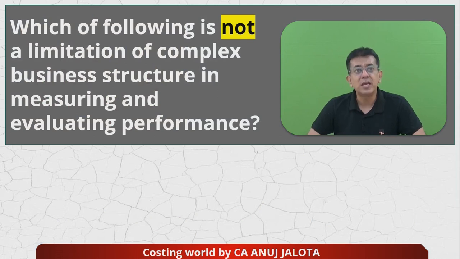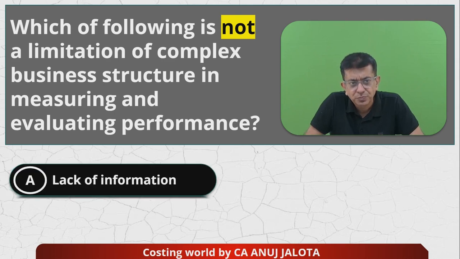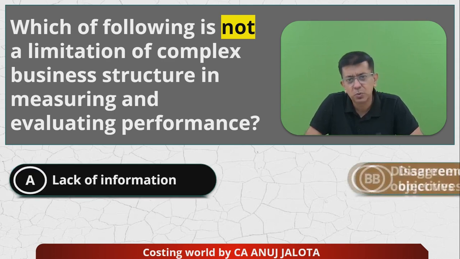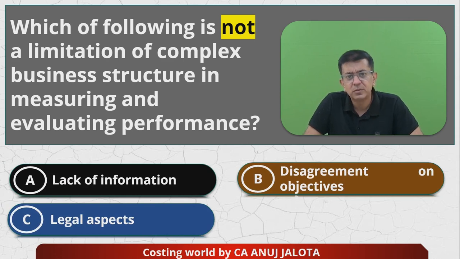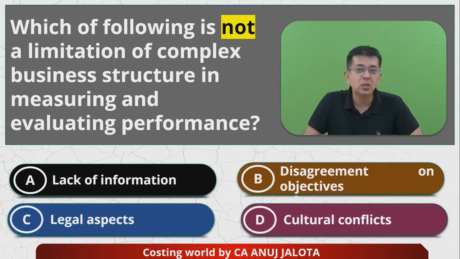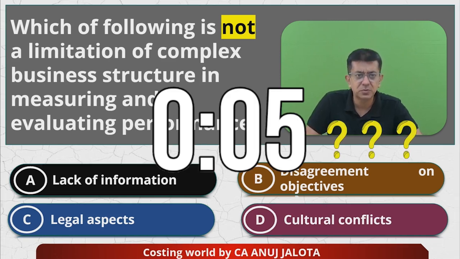Which of the following is not a limitation of complex business structure in measuring and evaluating performance? So we have to say which is not a limitation. Give me the four options, please. Lack of information. Disagreement on objectives. Legal aspect. Cultural conflicts. In case your chapter is over, time for you to comment the correct answer.